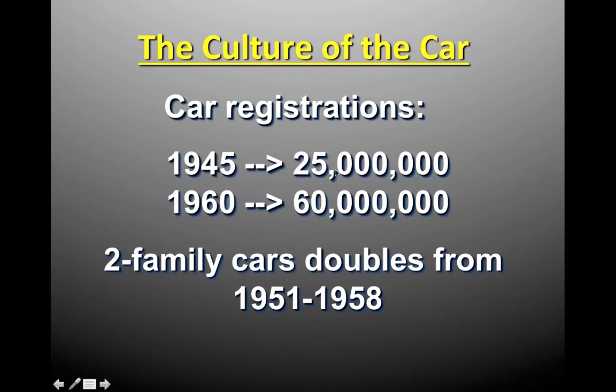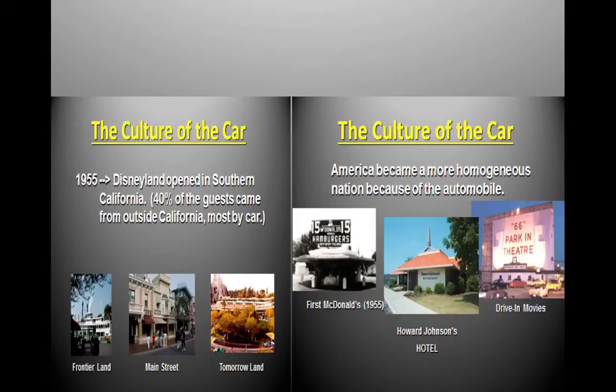Well, that was the end of the war. By just a decade or so later, that 25 million turns to 60 million. Two-family cars doubles from 1951 to 58, meaning the number of families that have 2 cars instead of 1 car. Literally, that number doubles in the 1950s.